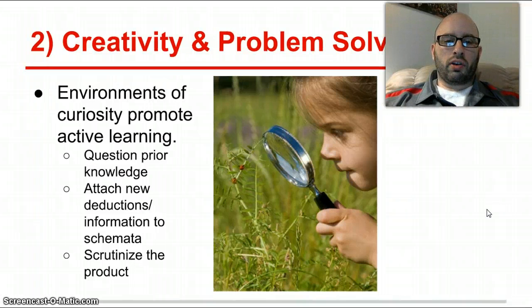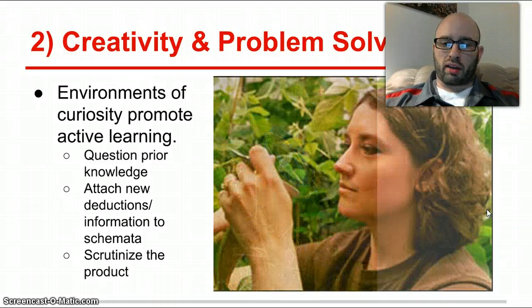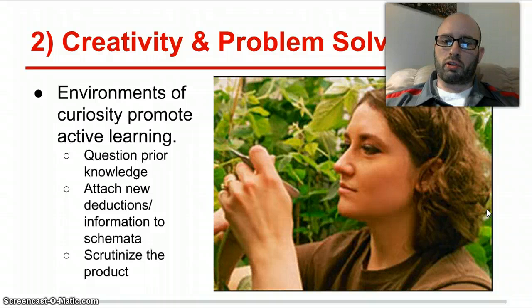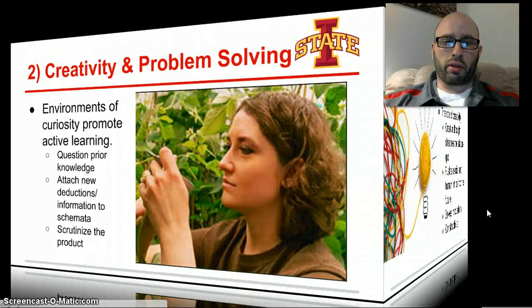Now, environments of curiosity promote active learning. So a lot of times we need to question the prior knowledge that we have built, and does it stand up to scrutiny? If it does, awesome, let's continue this. If it doesn't, let's reformulate what doesn't work. And so as we learn, let's attach new deductions or information to our pre-existing schemata and really scrutinize the product so that we can see a growth from the child to the adult and so on and so forth.